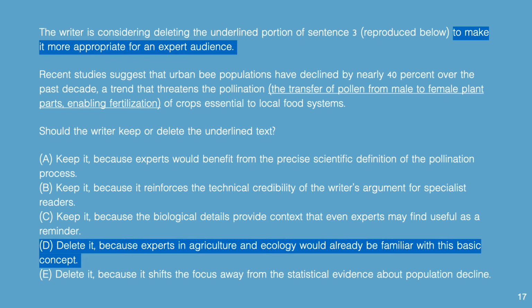The question says the passage is written for an expert audience, and experts do not need explanation for common technical terms. So the correct answer is D, delete, because experts in agriculture and ecology would already be familiar with this basic concept. Alright, so we covered how writers make choices based on their audience's needs, and you saw exactly how the AP Lang exam tests this essential knowledge.